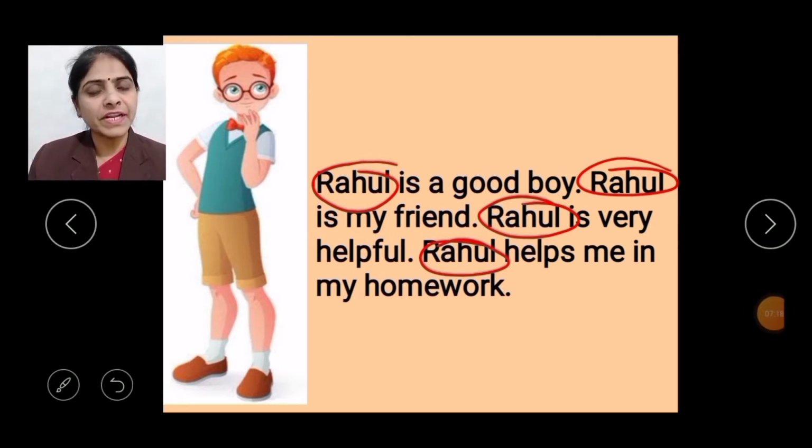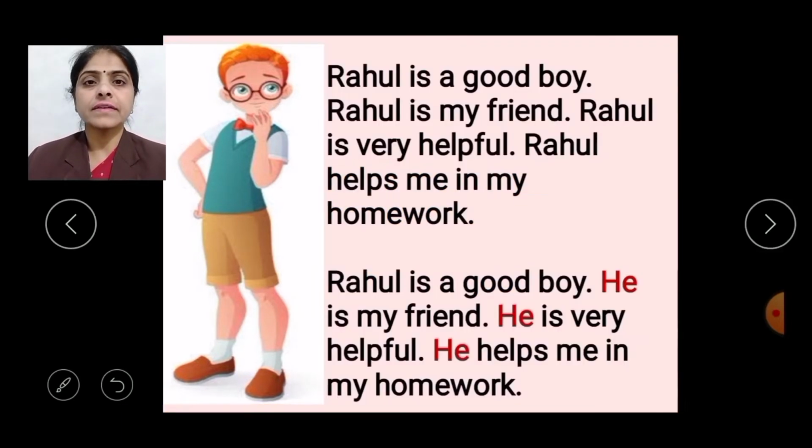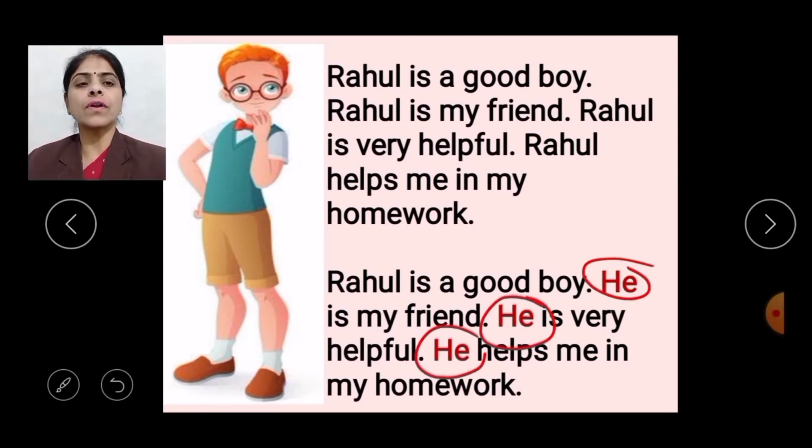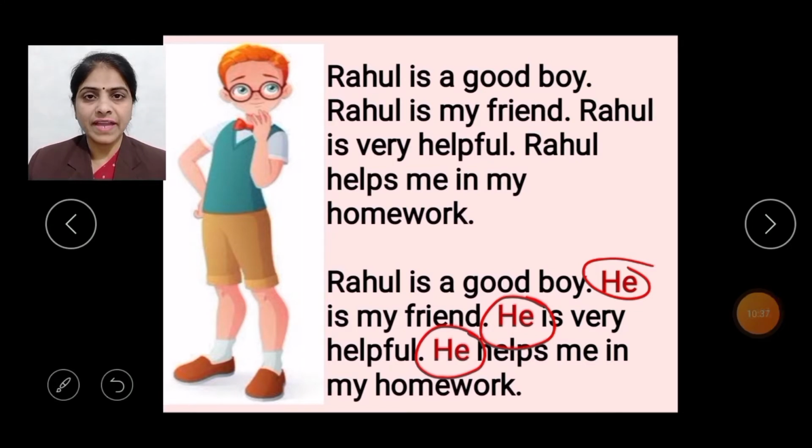As this repetition of the same name not only makes this paragraph long, but also very boring to read. So, to make the paragraph shorter or to avoid the repetition of the same word, we can use another word like he. He can be used in the place of Rahul to avoid the repetition of the same name. Here you can find after replacing the name Rahul, means noun, with he, the paragraph has become more convenient to read. Now let's have another paragraph.